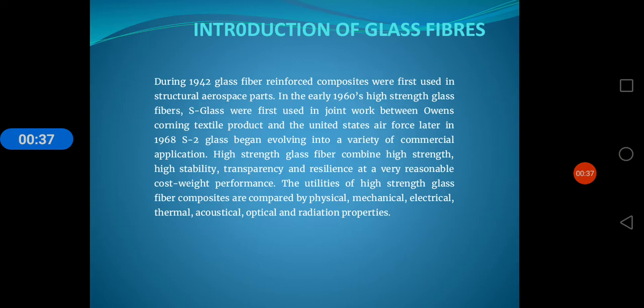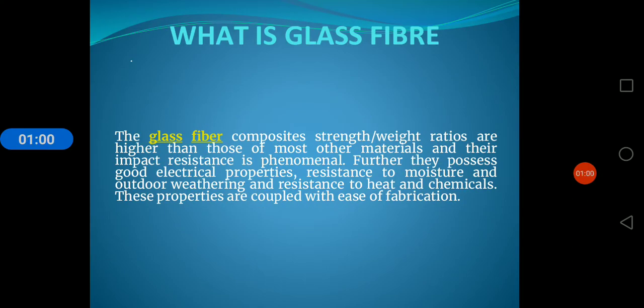High-strength glass fibers combine high strength, high stability, transparency, and resilience at a very reasonable cost to weight performance. The utilities of high-strength glass fiber composites are accompanied by physical, mechanical, electrical, thermal, optical, and radiation properties. What is meant by glass fiber?